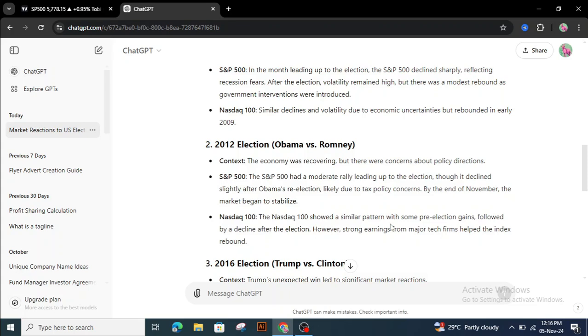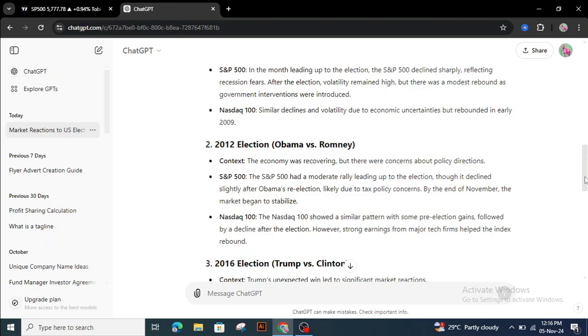So in this case, during that period, there was an initial moderate rally, but eventually there was a decline. Then after a while, the market rebounded too in 2012.